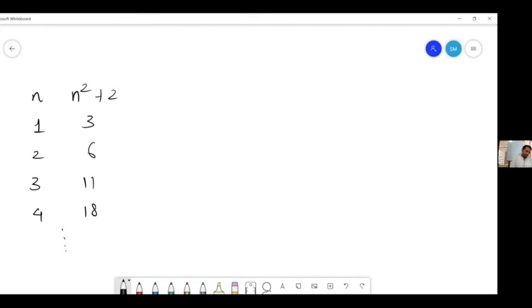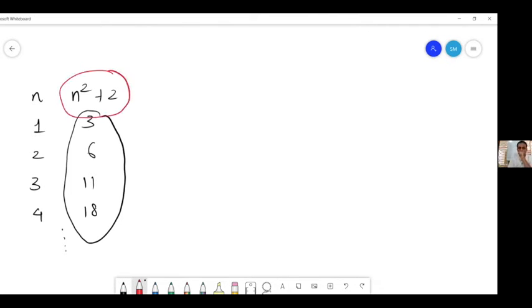Now, the question which we tried last time was a reverse question. If you know this sequence, can we find this formula? Can we find this formula? This was the question. And last week, Jagdish sir gave a set of numbers.